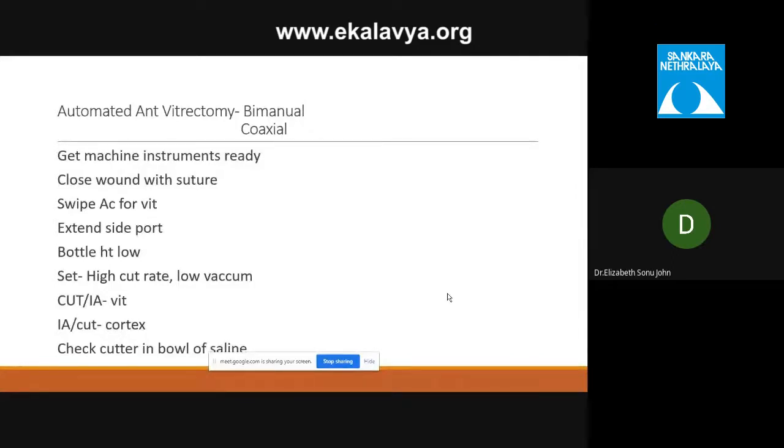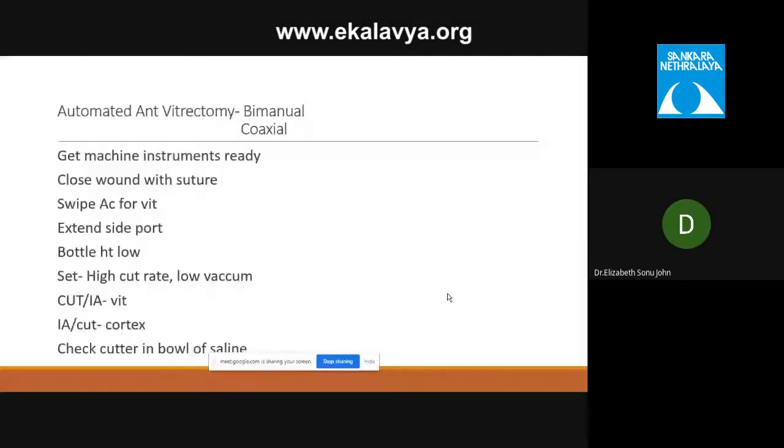Then the option is there in the machine, that is cut IA, which is used for vitrectomy, and IA cut for cortex. Cut IA means it cuts and then it aspirates. So when you're doing vitrectomy, you choose that cut IA. And if you're removing the cortex, then you choose IA cut. So it aspirates and then cuts.